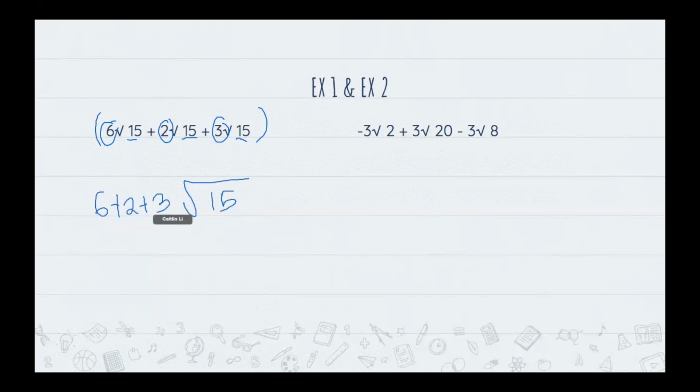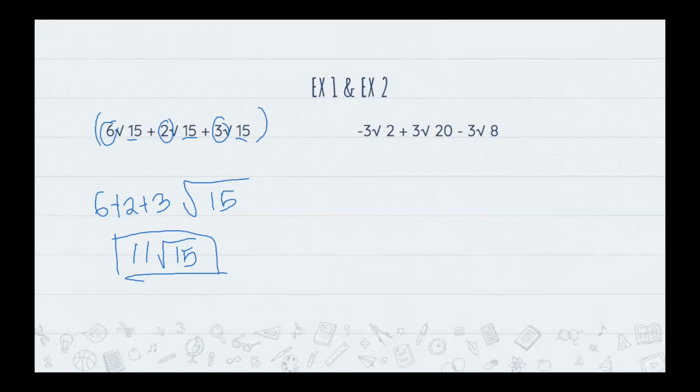This is essentially what it would look like if you were to simplify it. But now we have to actually add them. So 6 plus 2 plus 3 will equal 11. And bring back down your radicand with 15 in it. And this is your answer, because you can't simplify it any further. And now moving on.